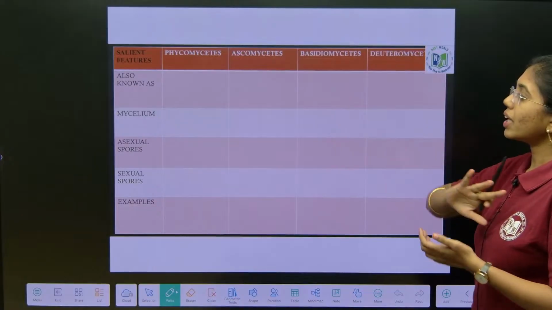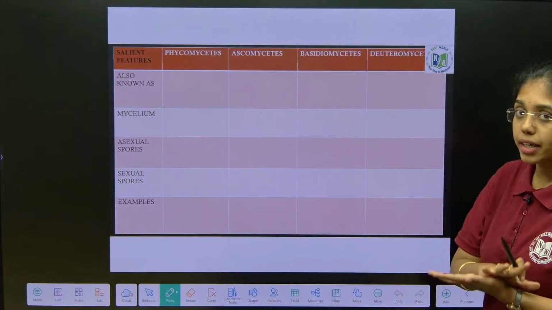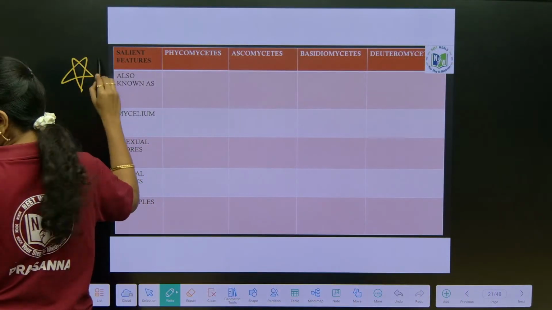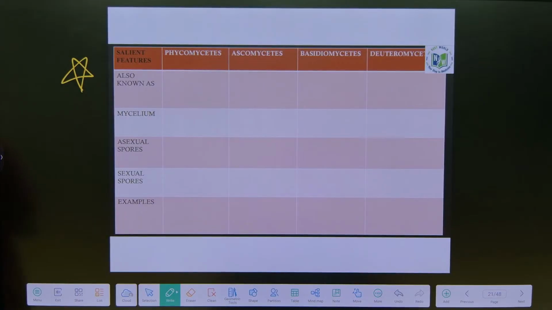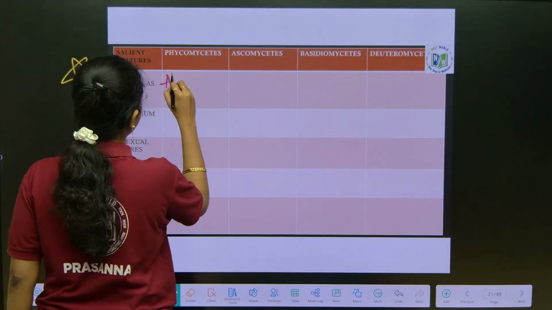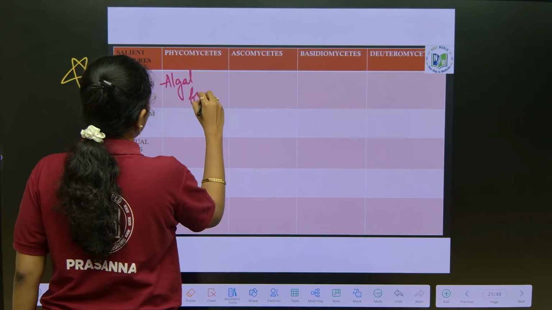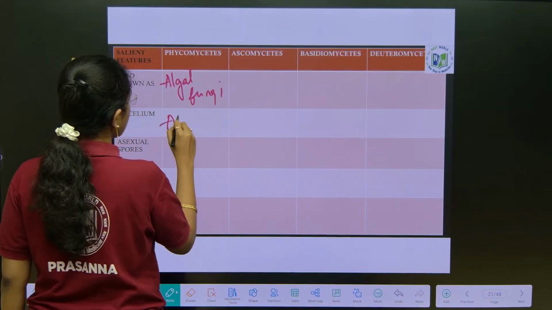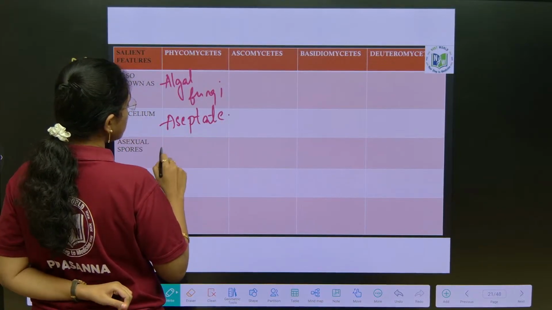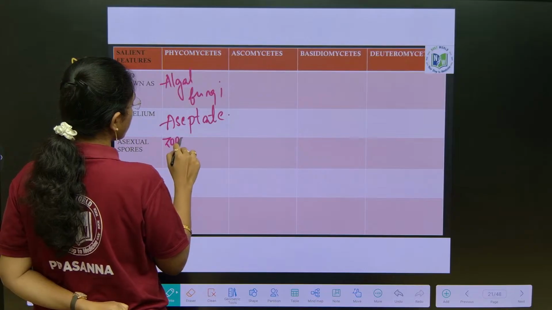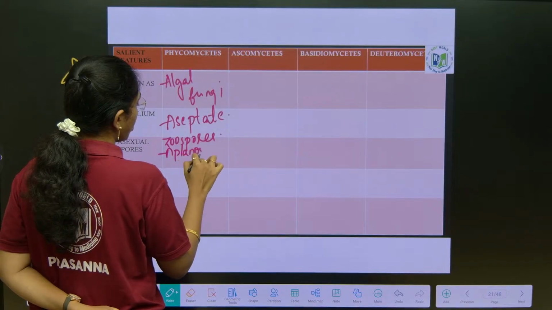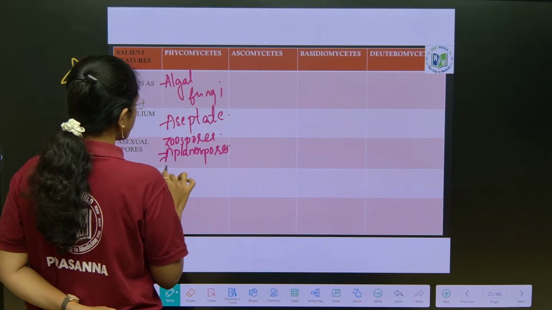Now, in this table you can clearly and comparatively analyze the major features of all the 4 classes of fungi. Very important, ma, look into it carefully, very important. First, Phycomycetes is also called what? Algal fungi, and the mycelium is aseptate. Fine. Asexual spores of Phycomycetes include what? Zoospores, aplanospores, and sporangiospores.